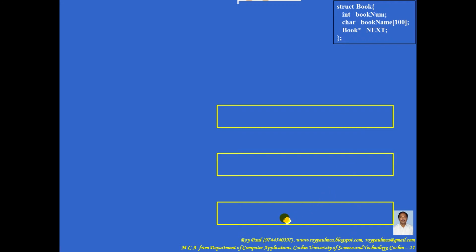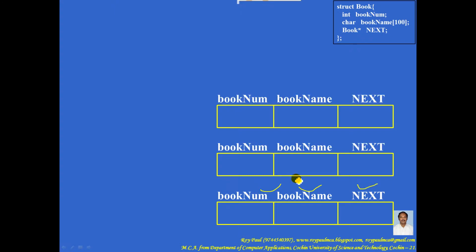Let me assume that three elements are there in the stack. This is the element at the bottom, element above that one, and this is the topmost element. Now linked list means each and every element is a node, and here instead of node the name of the structure is book. So each and every element is a book. Now book consists of three parts: book number, book name, and the next. So this is divided into three: book number, book name, and the next.